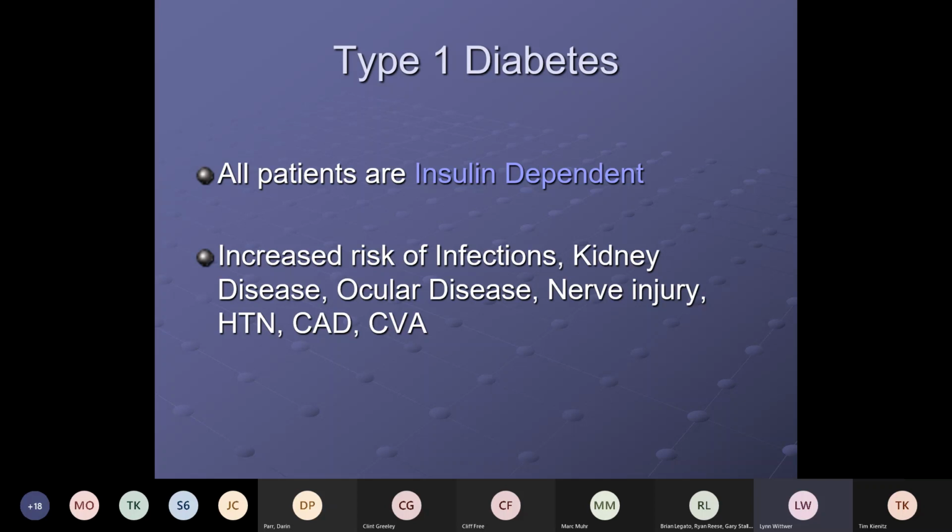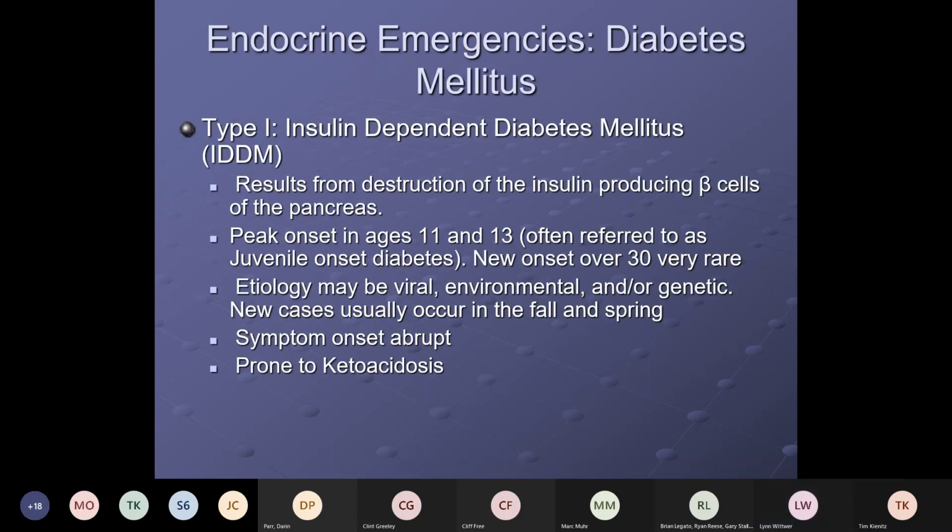Now, type 1 diabetes problems are increased risk of infections, increased risk of kidney disease, ocular disease, also small vessel diseases, nerve injury from small vessel disease, hypertension, coronary artery disease, and strokes. So the basic problem is the destruction of the insulin-producing beta cells of the pancreas.